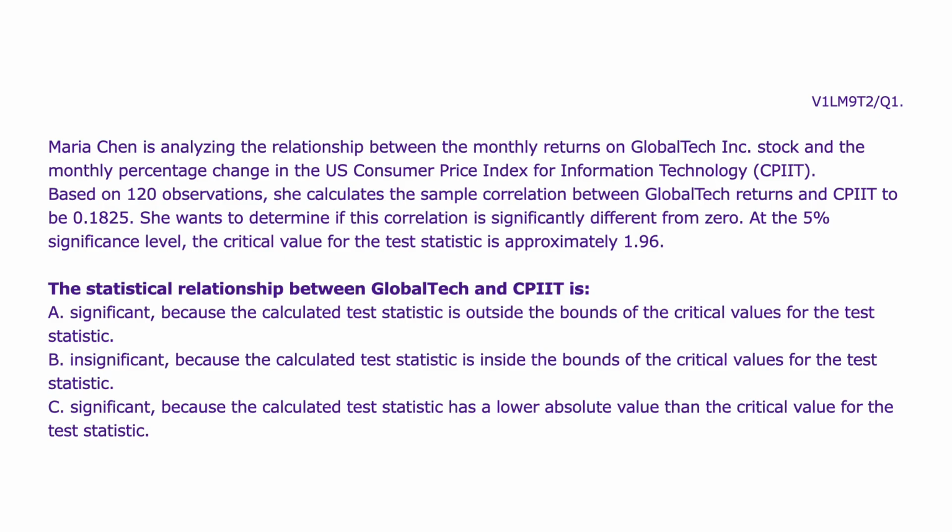A. Significant because the calculated test statistic is outside the bounds of the critical values for the test statistic. B. Insignificant because the calculated test statistic is inside the bounds of the critical values for the test statistic. C. Significant because the calculated test statistic has a lower absolute value than the critical value for the test statistic.